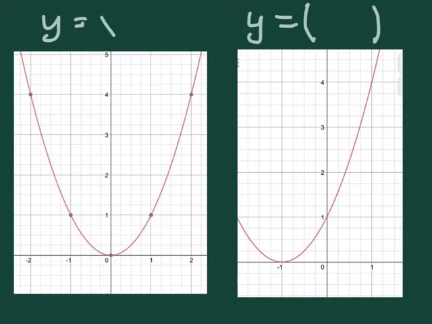Now let's compare the graphs of y equals x squared and y equals (x plus 1) squared. The point (0, 0), as shown here, becomes the point (-1, 0) on the translated graph. Here, the entire parent graph is shifted 1 unit over to the left.